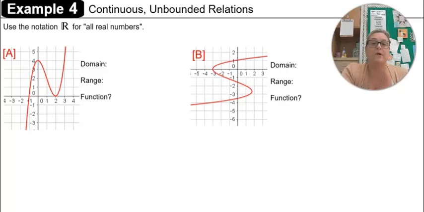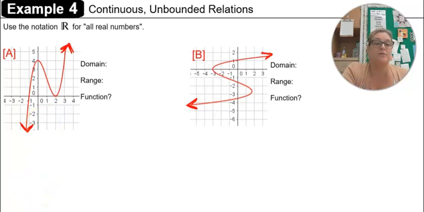So in example 4, we can see that both of these graphs have ends that go forever left and right, forever up and down. Same thing over here. This one is going down and to the left. This one is going up and to the right. So they're continuous between positive infinity and negative infinity in both the x and y direction.